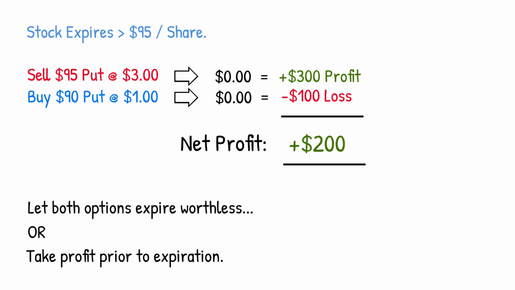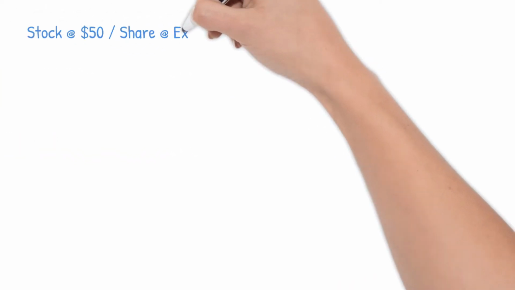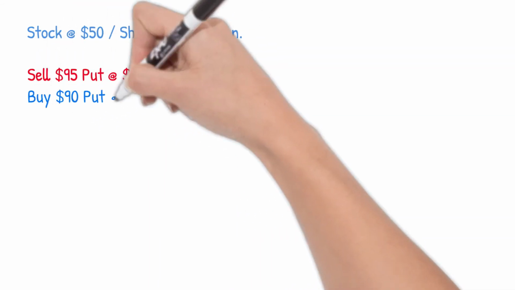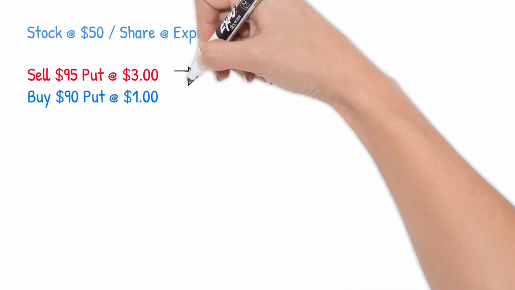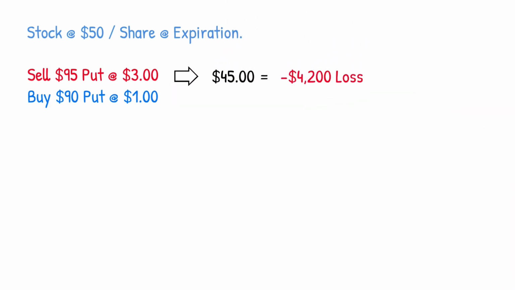The second scenario involves a significant decline in the stock price. As unlikely as it may be, let's assume the stock crashes to just $50 a share by the expiration date. Let's break it down and see what the value of each option would now be. The $95 put is $45 in the money, so clearly it'll be worth $45.